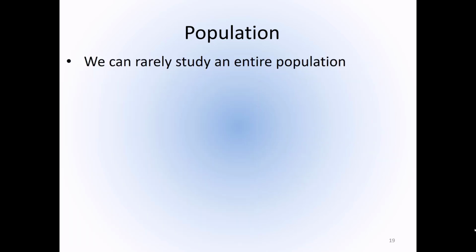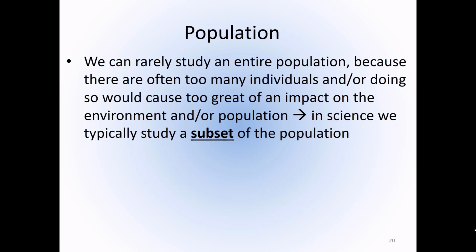Now, populations are challenging to study in part because many of them can be relatively wide-ranging and also because they can have a lot of different individuals. And so we can rarely study an entire population because doing so would involve studying every single individual, which is very unlikely. And if we were able to do this in certain cases, studying every individual could cause a large impact on that particular population. And so in science, we typically study a subset of the population in which to gather information and then make certain inferences.